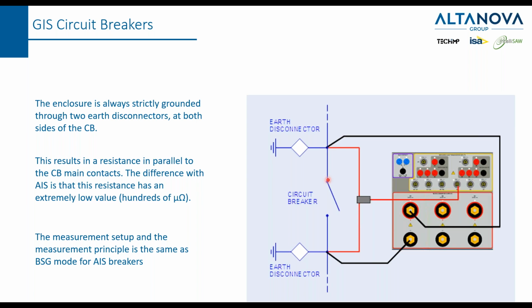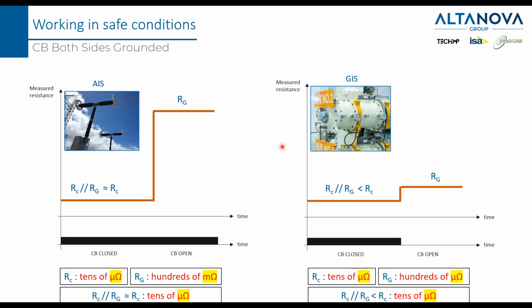The only problem with GIS is that the ground resistance is not in the range of hundreds of milliohms. In this case, it is hundreds of microohms. This is the problem here. So your breaker analyzer must be even more accurate, because the variation that we are looking for now is much smaller. So in this table, I try to resume this concept. We are going from microohms to hundreds of milliohms. And this is quite a large variation, but in this case, the variation is very small.